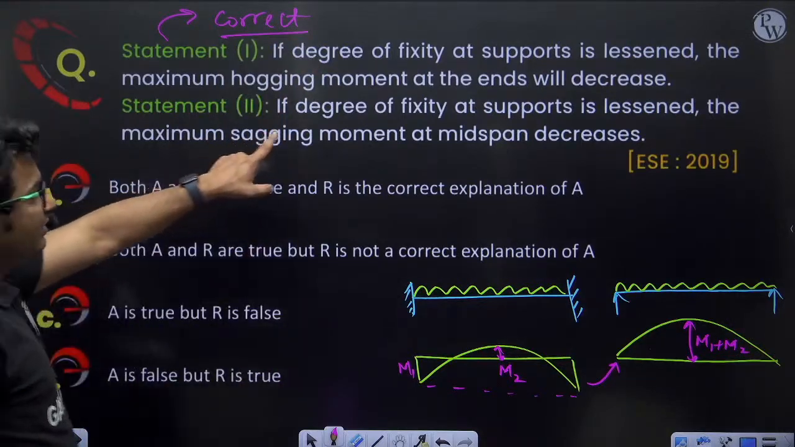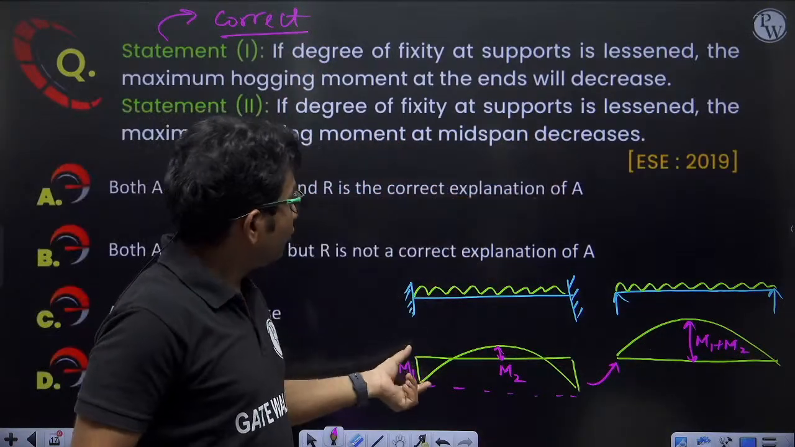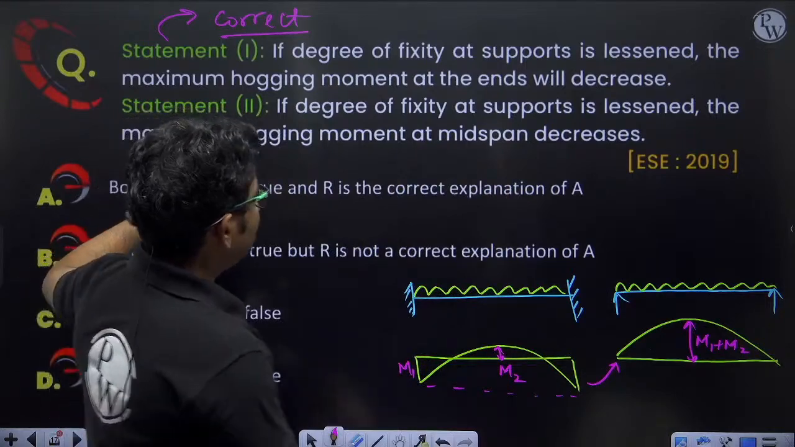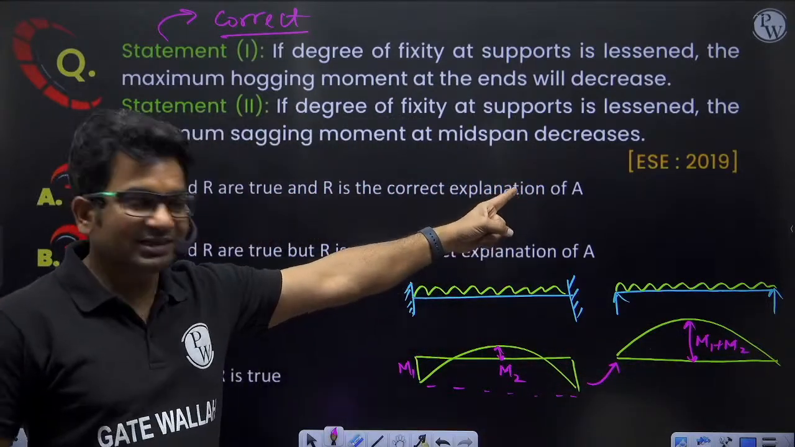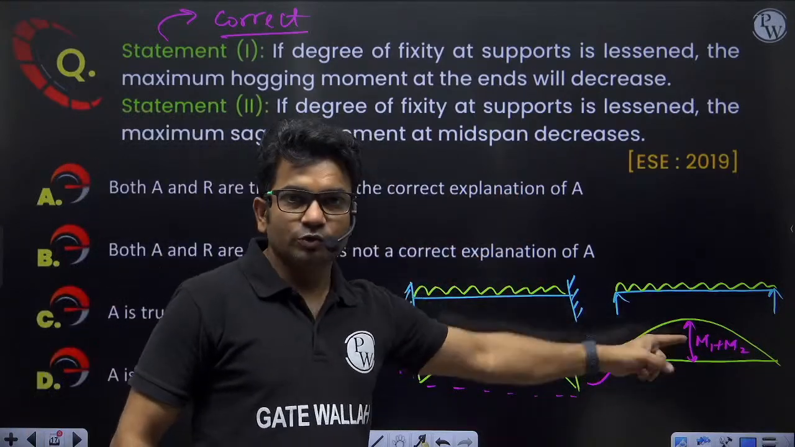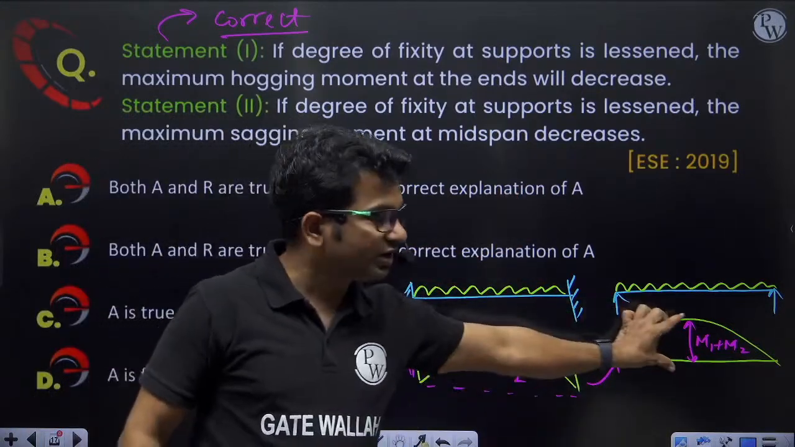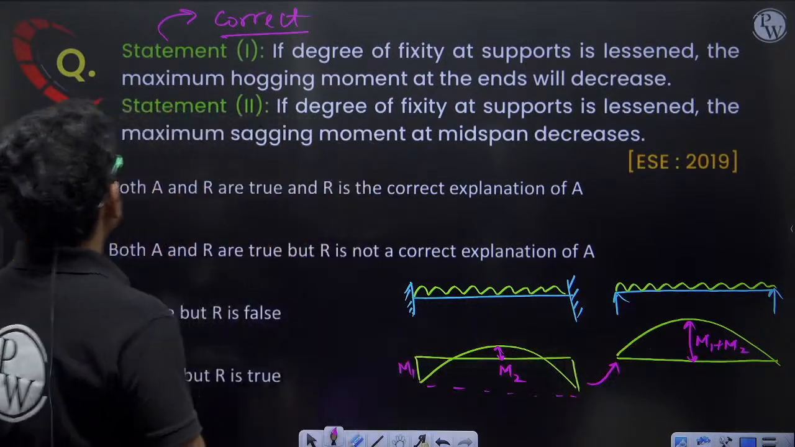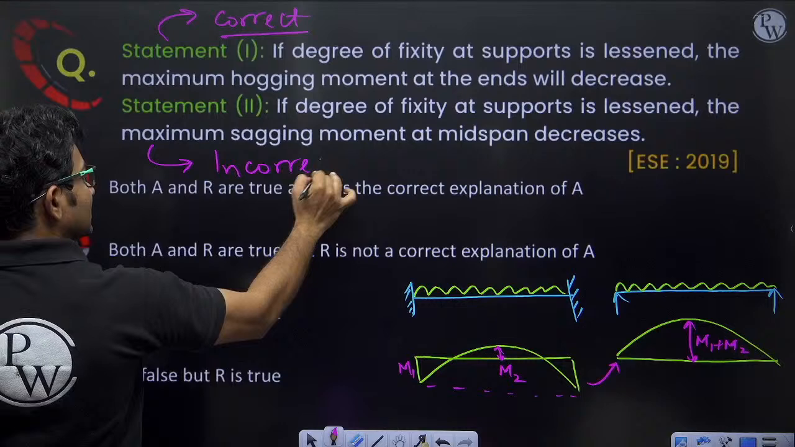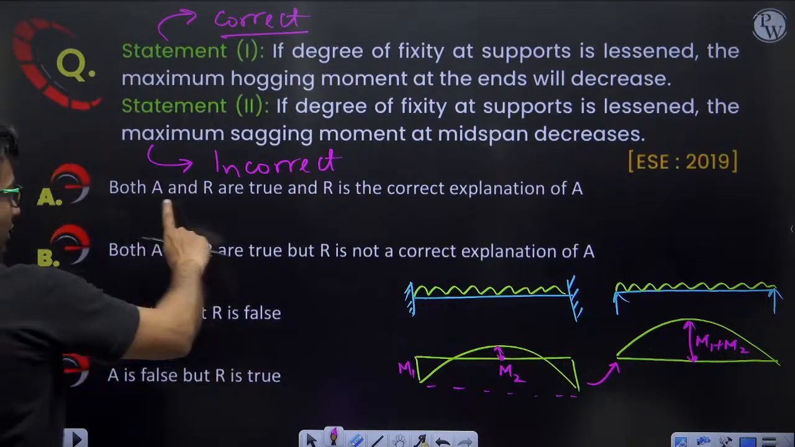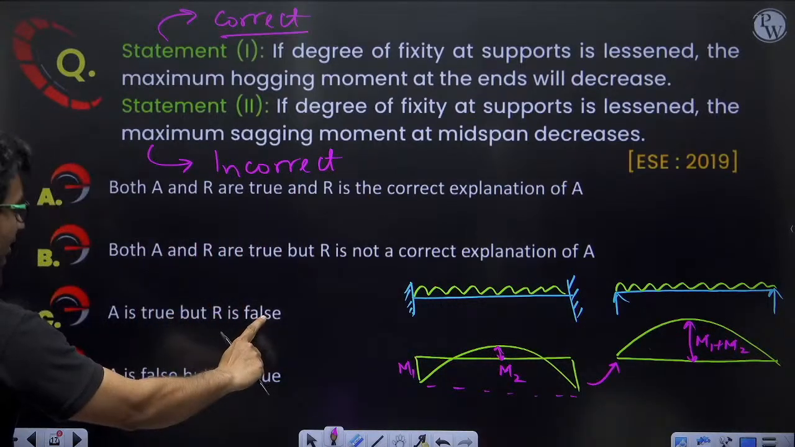Next, if the degree of fixity at support is lessened, the maximum sagging bending moment at midspan decreases. Does this decrease or increase? So the maximum sagging bending moment from here to here is increasing. That means this statement is incorrect. So A is true, but R is false.